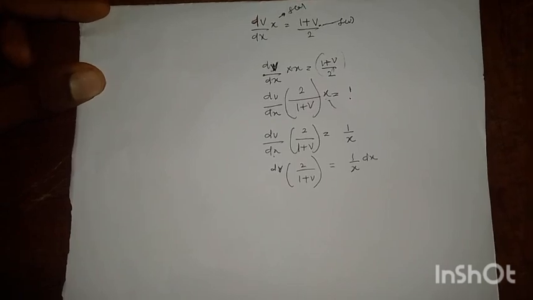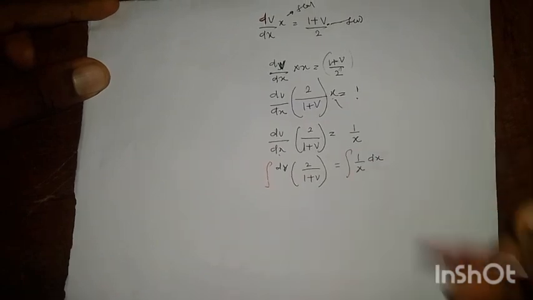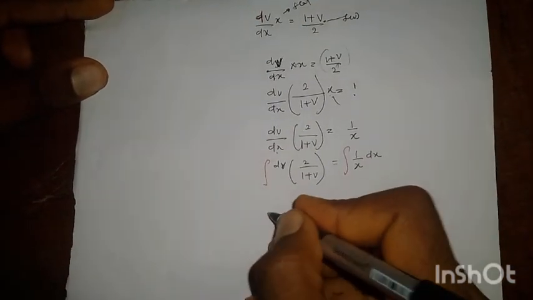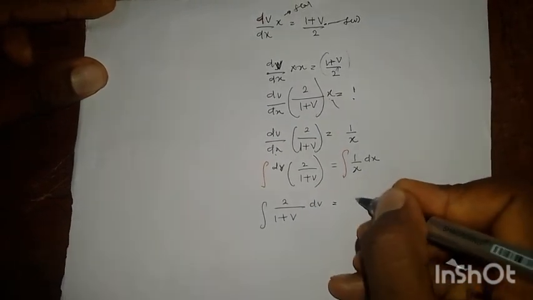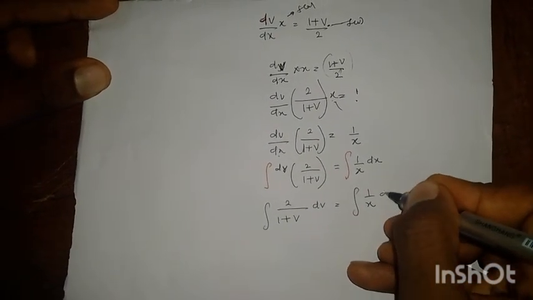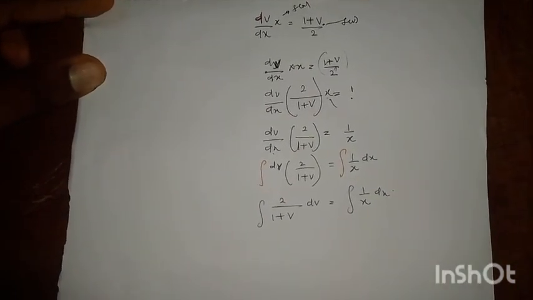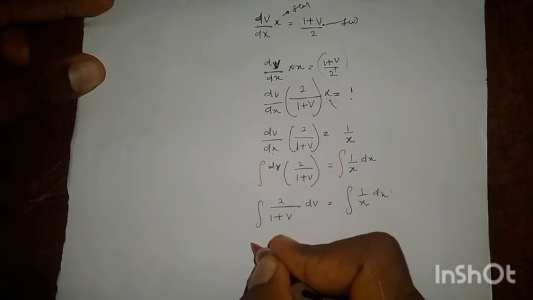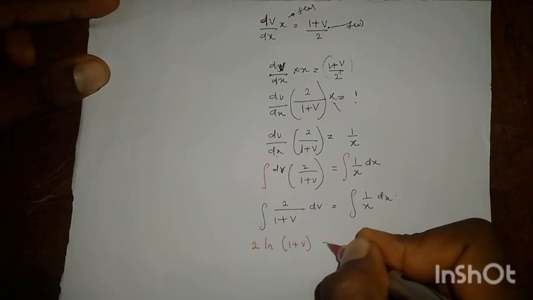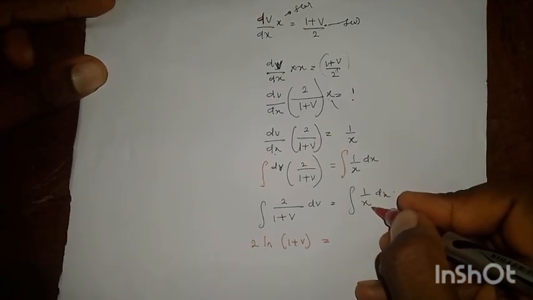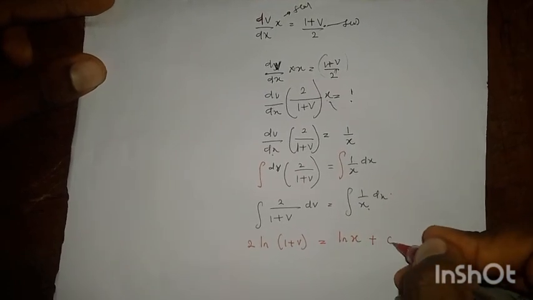So now the next step is to integrate both sides. Integrating both sides, I have the integral of 2 over (1 plus v) dv equals the integral of 1 over x dx. So, like I said, integrating a linear function gives the natural logarithm of that function. So this gives me 2 ln(1 plus v) equals, integrating 1 over x, natural logarithm of x, don't forget your constant, plus c.